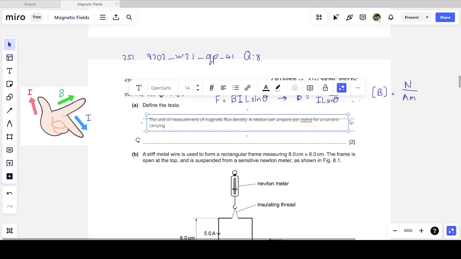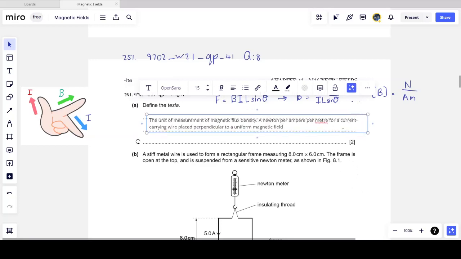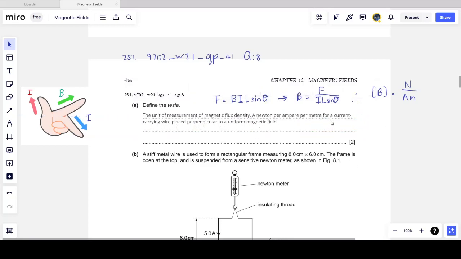current-carrying wire. Now I'm going to assume that the sin theta is equal to 1, so theta is 90 degrees, so that the wire is placed perpendicular to the uniform magnetic field. So if sin theta is simply 1, then I can assume that the wire is placed perpendicular to the uniform magnetic field. Uniform because B is constant. So 1 Tesla is the Newton per ampere per meter for a current-carrying wire that's placed perpendicular to a uniform magnetic field.